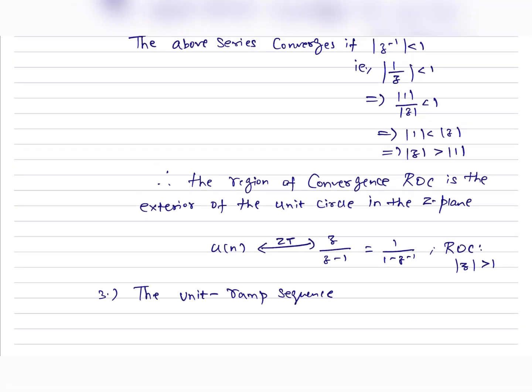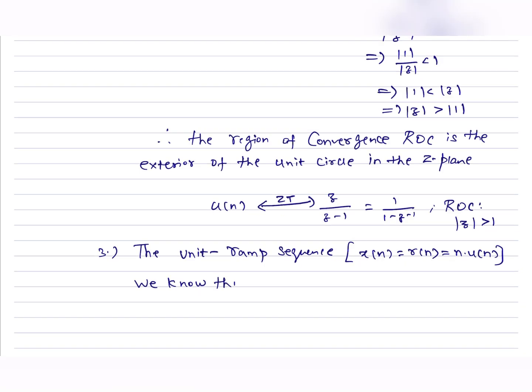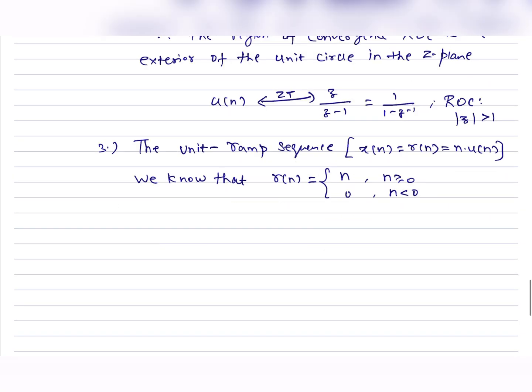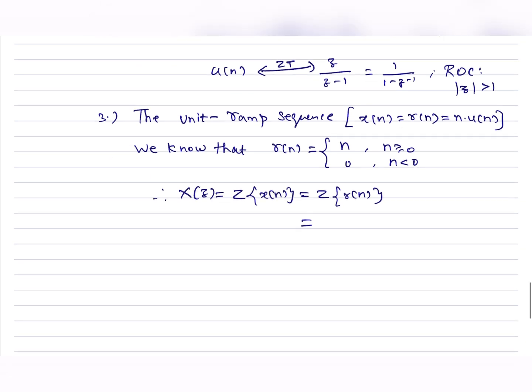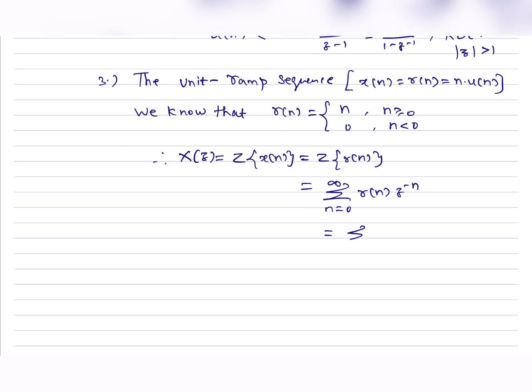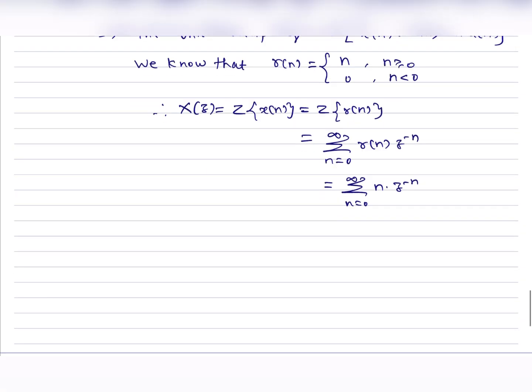Alright. Now coming to the next sequence, we have a sequence called the unit ramp sequence, where r of n equal to n into u of n, and r of n holds for n greater than or equal to 0, and 0 for n less than 0. And we have the z transform X of z equal to Z of x of n, which is equal to Z of r of n, which will be the summation where n runs from 0 to infinity, r of n z power minus n. For n greater than or equal to 0, we'll have n into z power minus n.